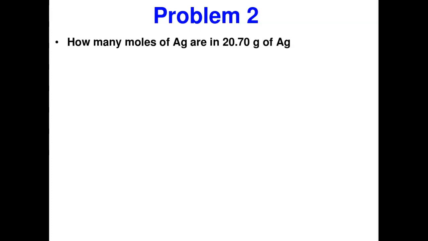So silver weighs about 107.8 grams in the periodic table. If you look, I'm looking at my periodic table here now. You have to get yours out.